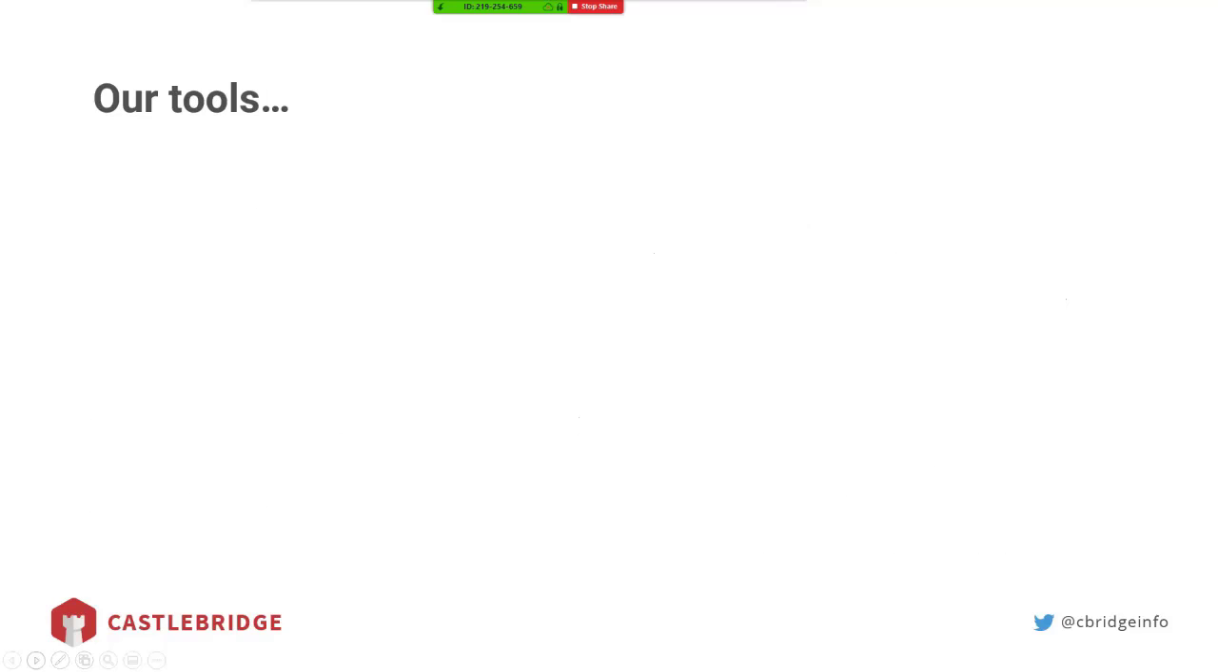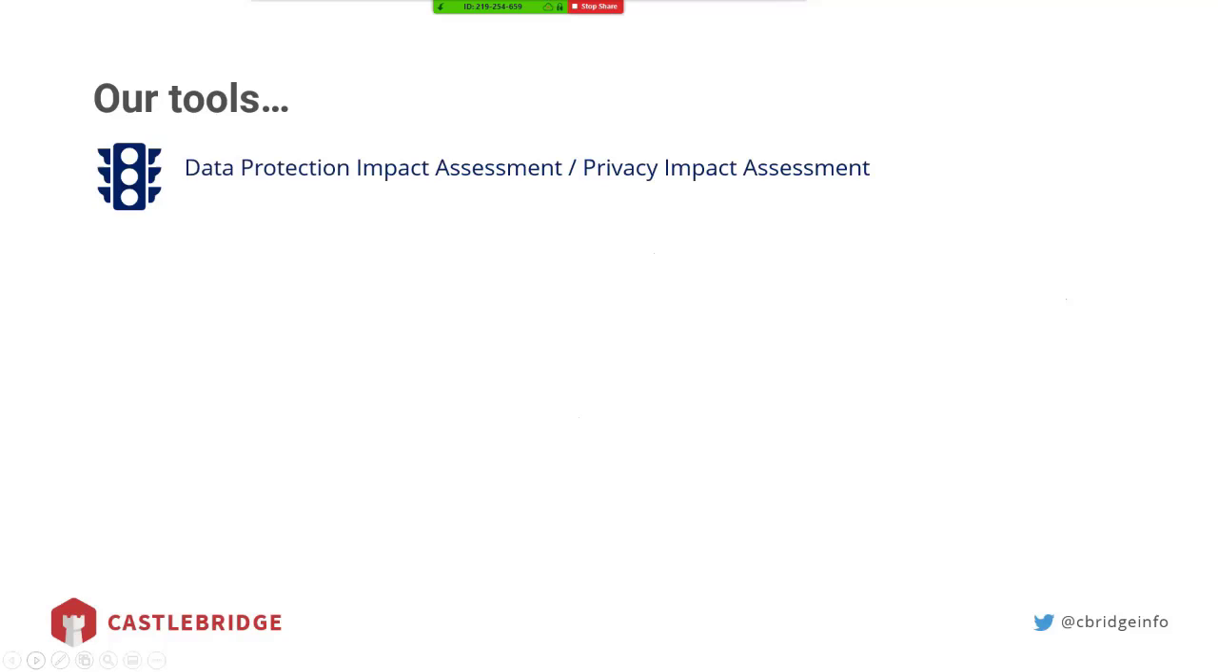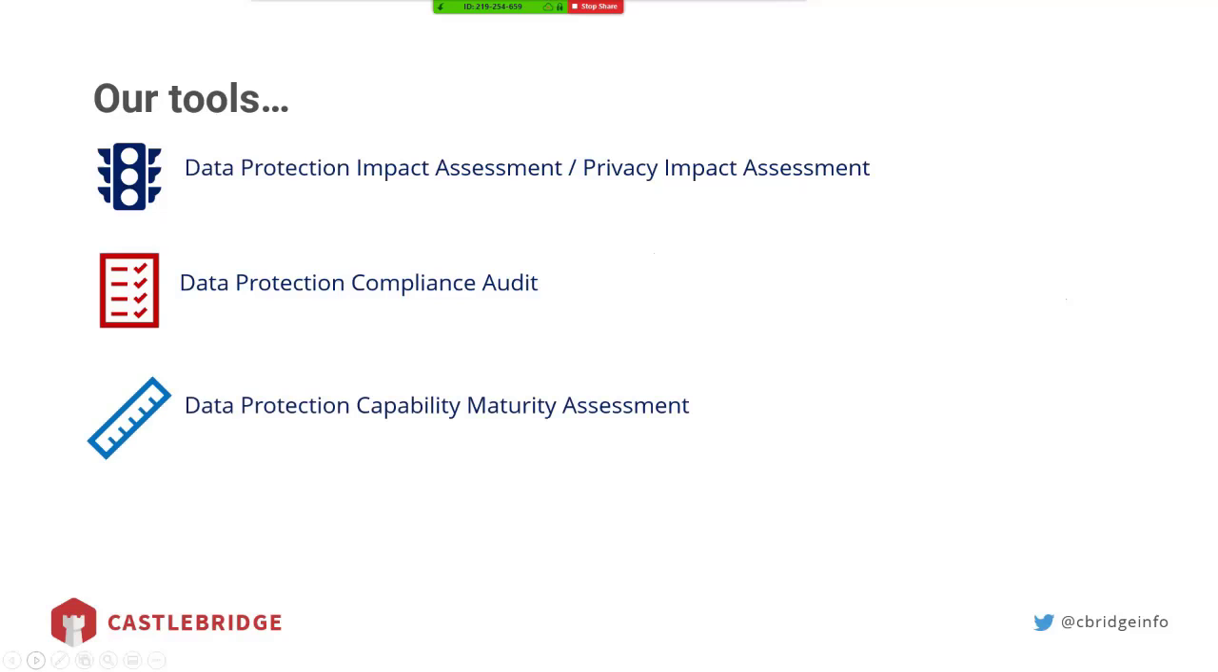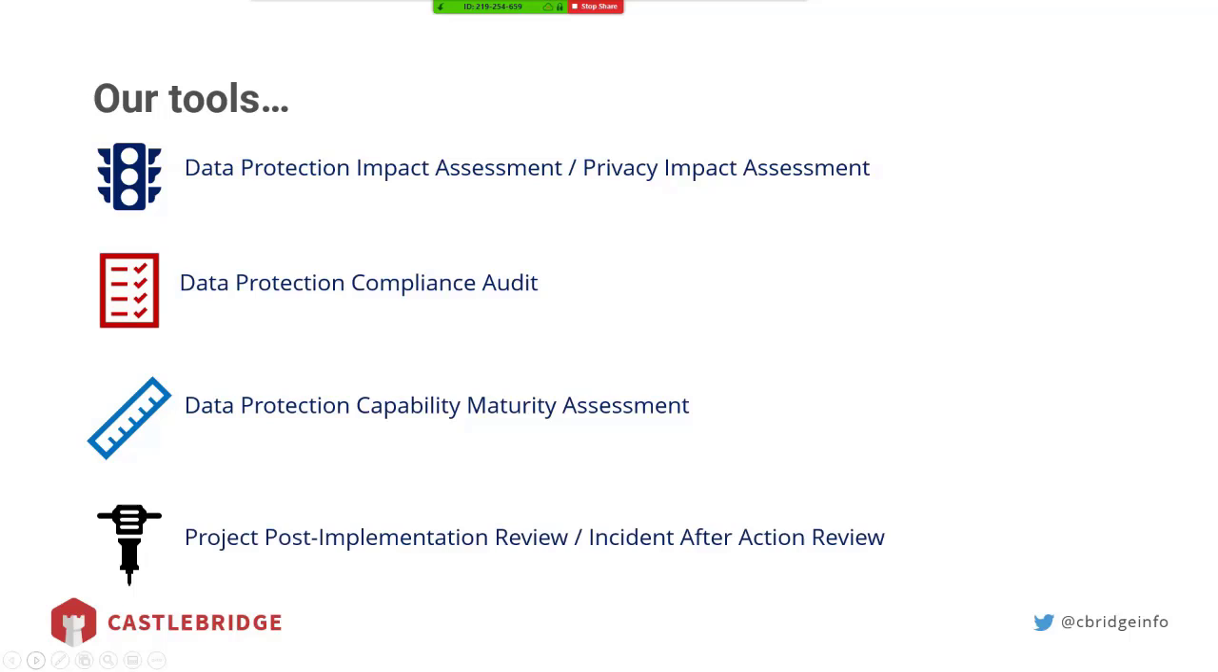In terms of the tools we're looking to apply, the tools that are in the toolbox we're going to discuss, we have the Data Protection Impact Assessment and Privacy Impact Assessment. We have a data protection compliance audit. We have a data protection capability maturity assessment. And we have a post-implementation review or after-action review for incidents, which are four types of assessment tool that we see organizations deploying and applying. And we often find that organizations are using the wrong tool for the right job or the right tool for the wrong job. Peter, do you want to?